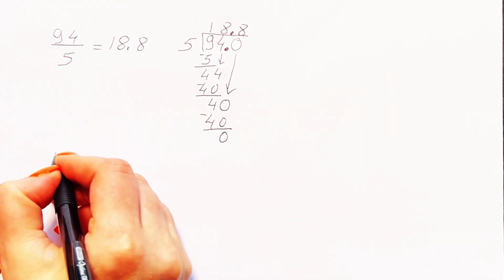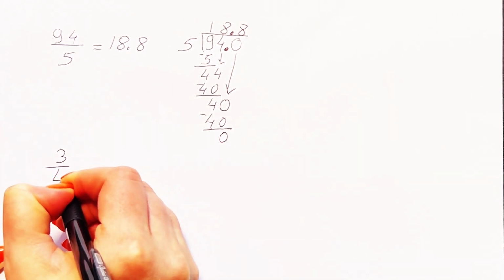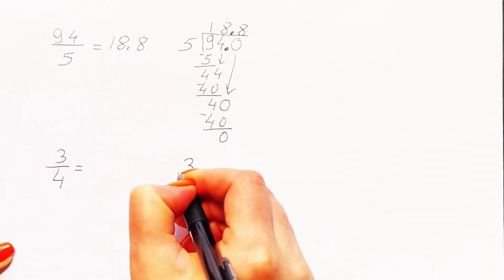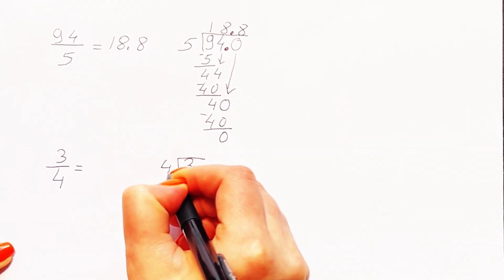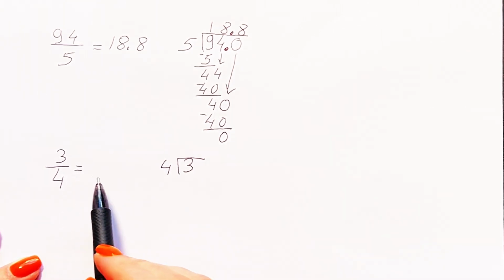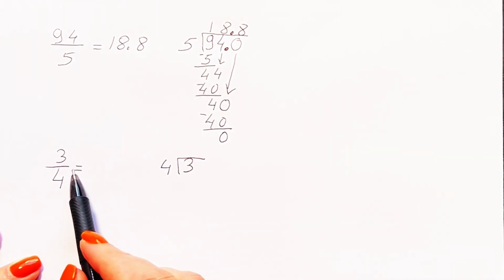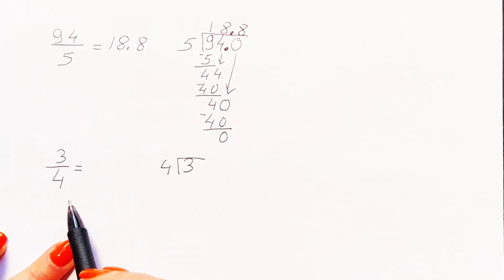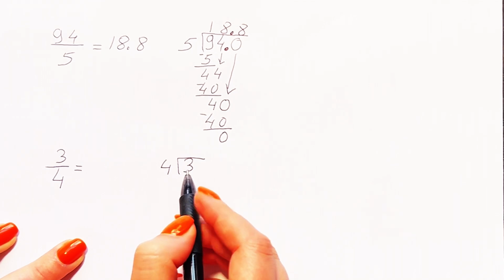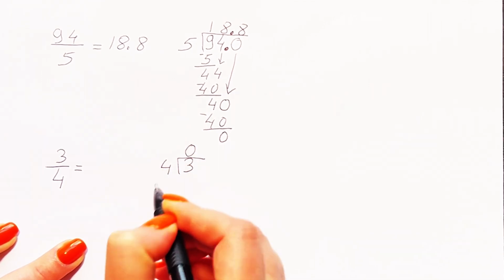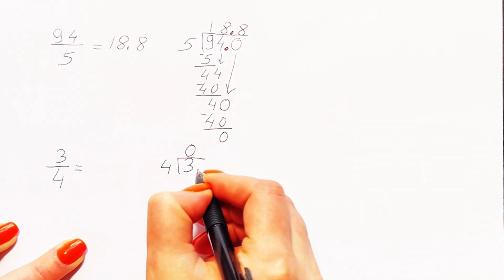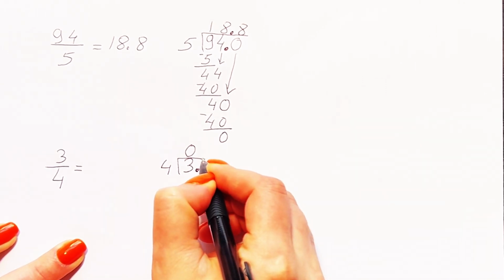Let's look at another example. For example, I have 3 over 4. It's a proper fraction. 3, I'm going to divide by 4. Most of the time, my students make the mistake of dividing the biggest number by the smallest number. No, the numerator, we are dividing by the denominator. 4 goes into 3, 0 times. I'm going to put the 0. Okay, and I need a number. Again, the same way, I'm going to put the decimal point and add 0.